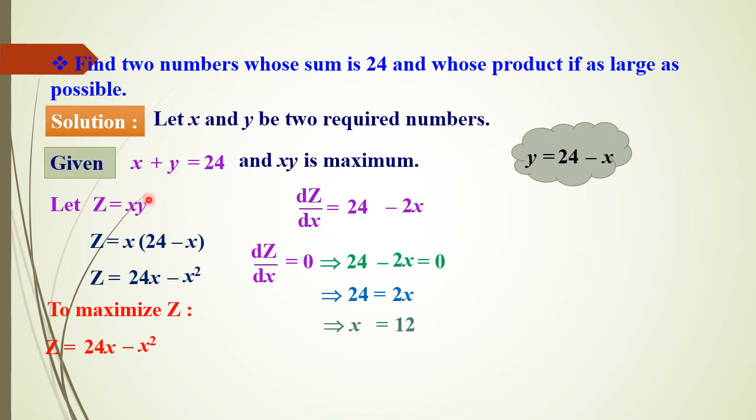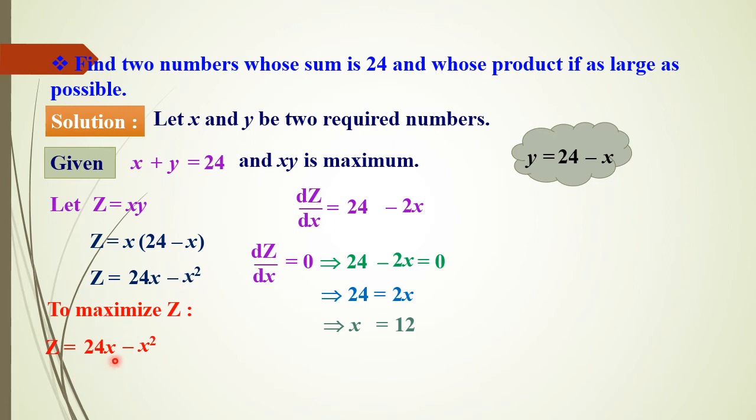Now substituting in the place of y, 24 minus x. So z equal to x into 24 minus x. After multiplying, z equals 24x minus x square. So when we maximize it, differentiate the function first.